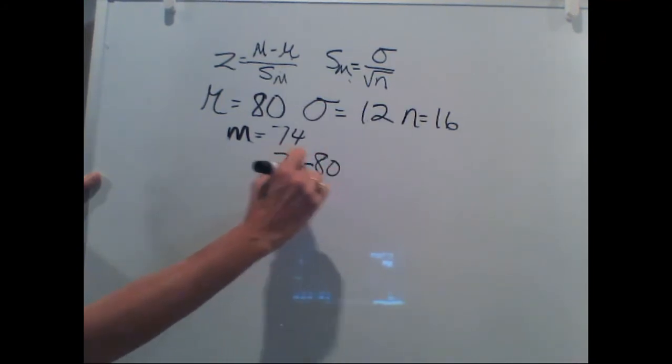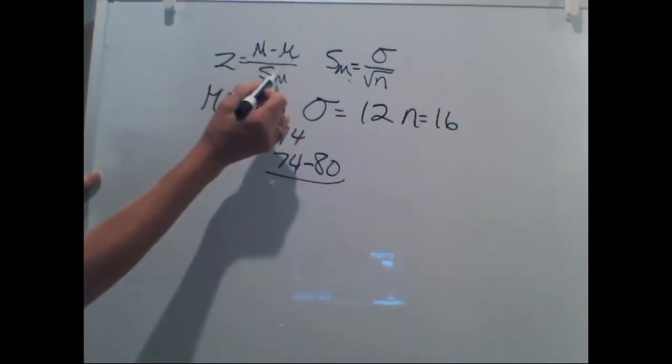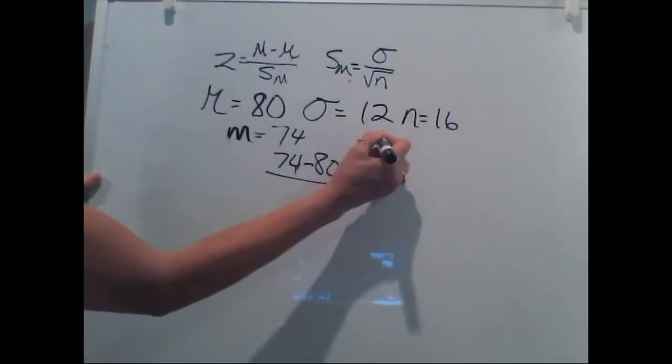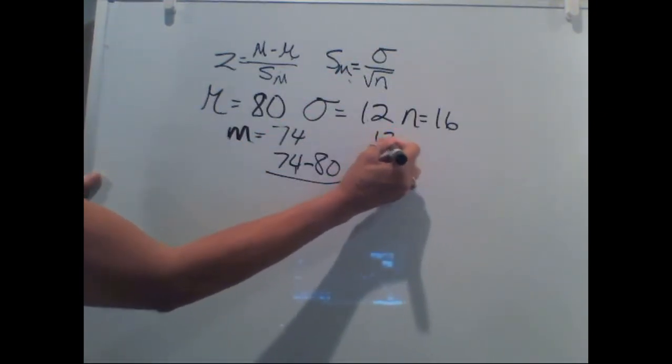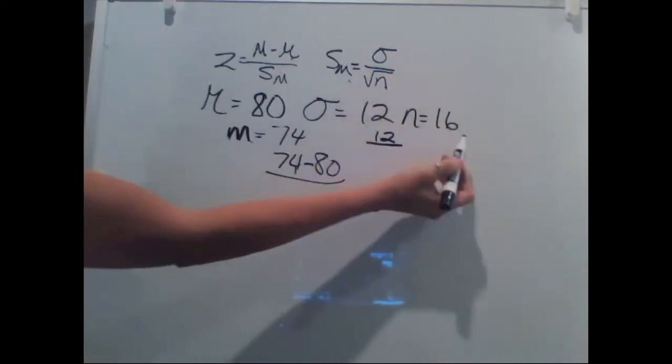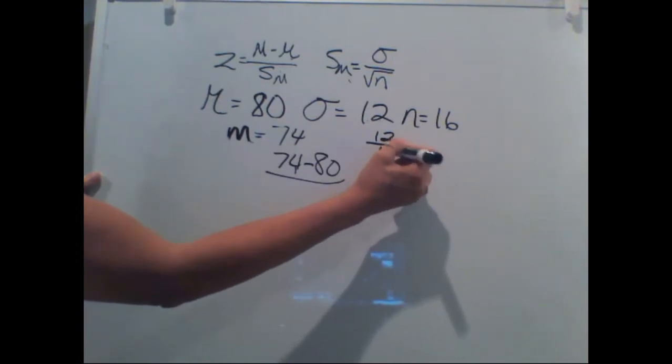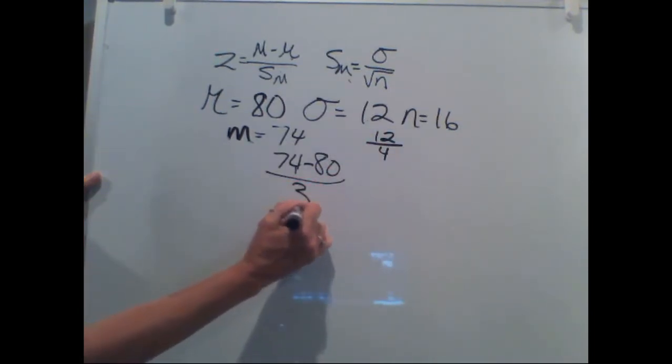We've done that. And then the next step is to do the standard error of the mean. So we can come over here and do that. We have a standard deviation of 12, and the square root of n is the square root of 16, which is 4. So our standard error is 4 goes into 12, which is 3.